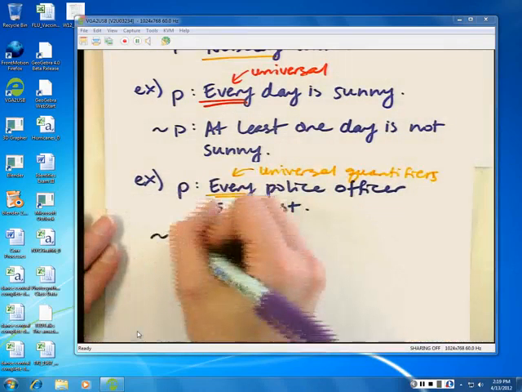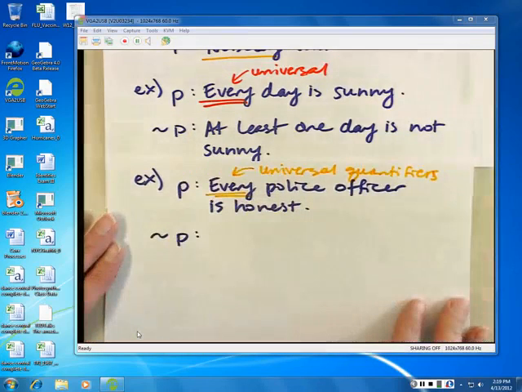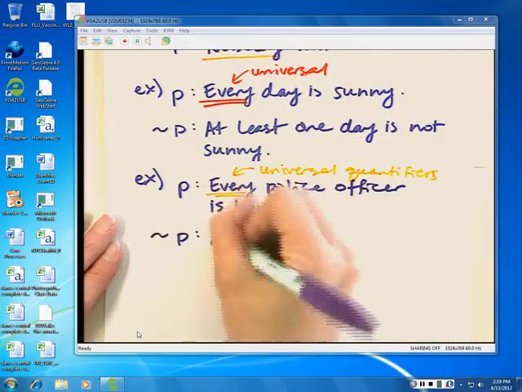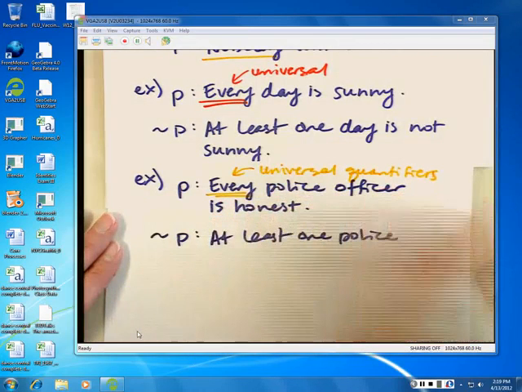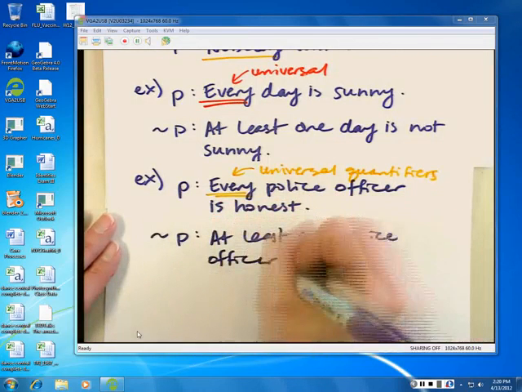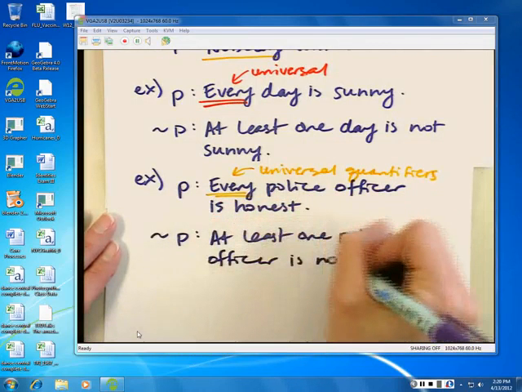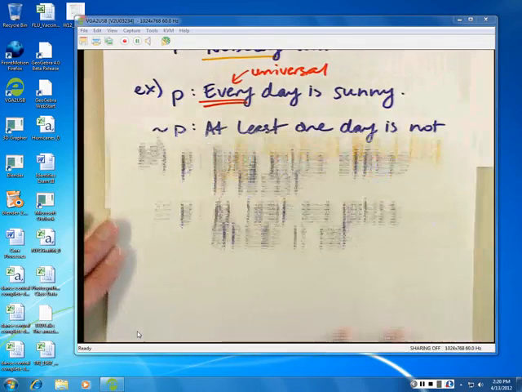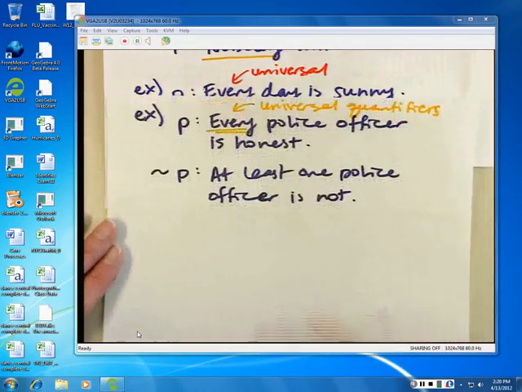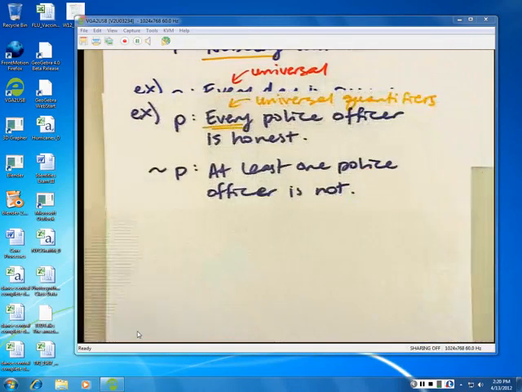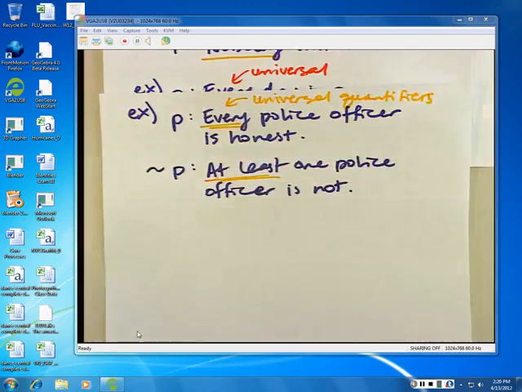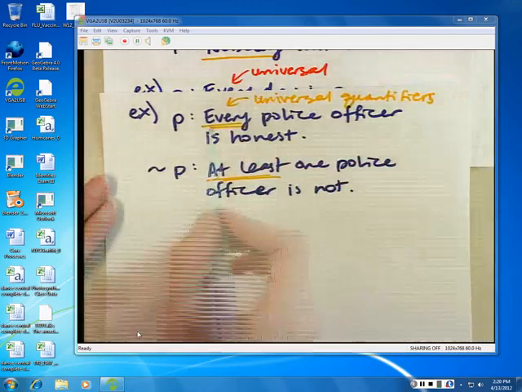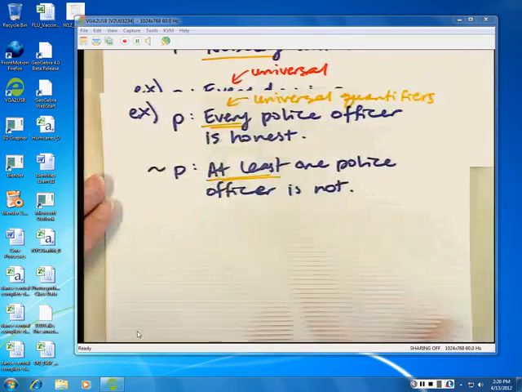But anyway. Okay, so how do we negate that? Every police officer is honest. I just need to find at least one police officer who isn't. So I can say at least one police officer is not honest. Okay, so there's statements. That's negating. Kind of tough to do with the quantifiers, but really when you're negating, make sure that you're switching not just the statement from honest to not honest, but also changing the quantifier, universal and existential.